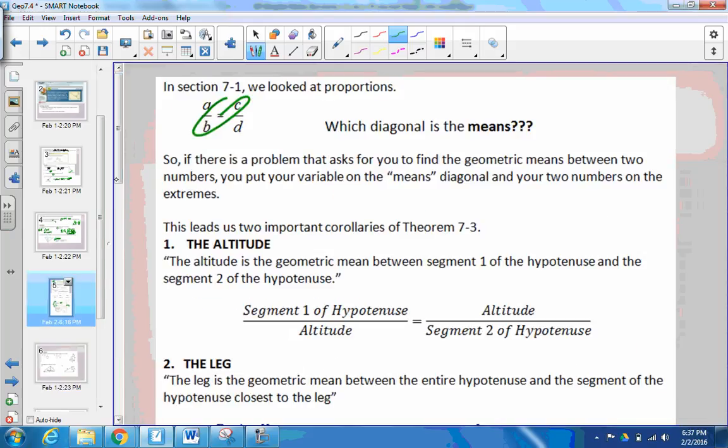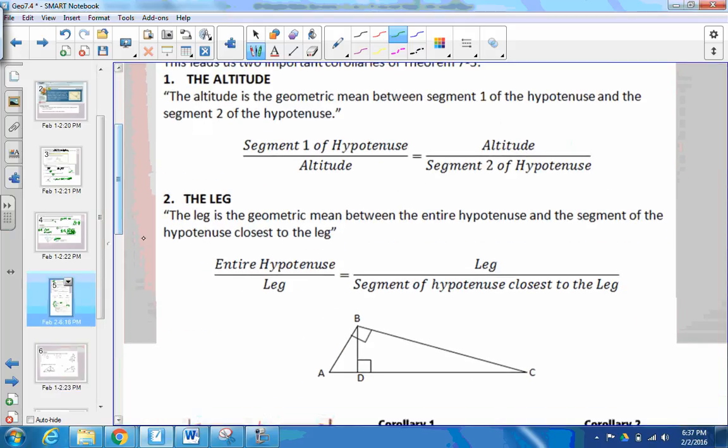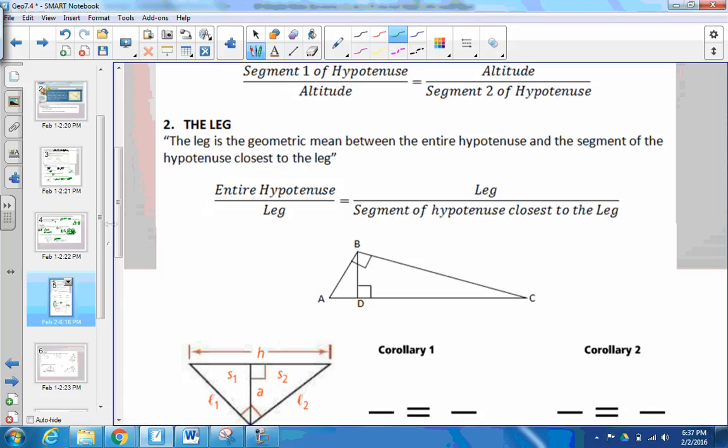And I don't know if I have them both ways in your notes, but the leg is the geometric mean between the entire hypotenuse and the segment of the hypotenuse closest to the leg. So we look at it like this, and I'll do this for corollary 2. But the leg, so let's say we're doing AB.